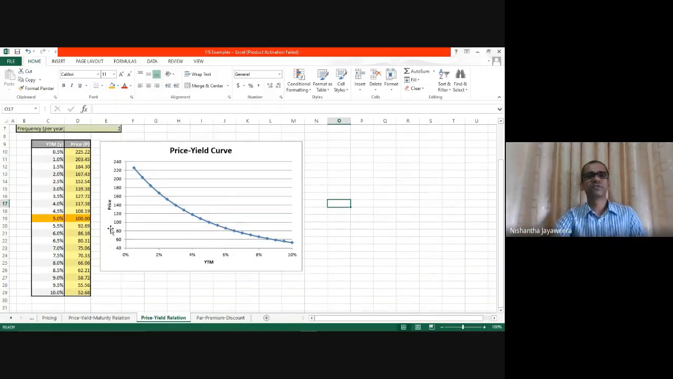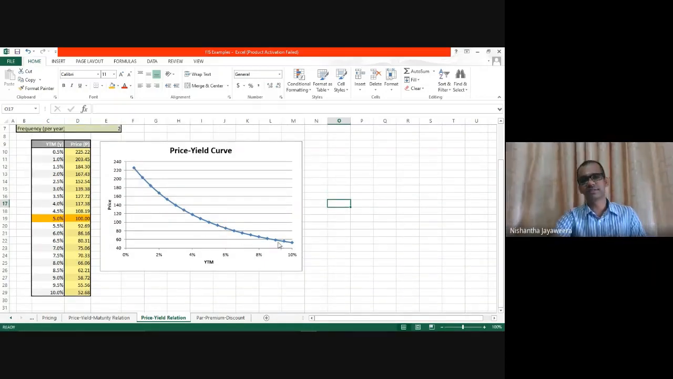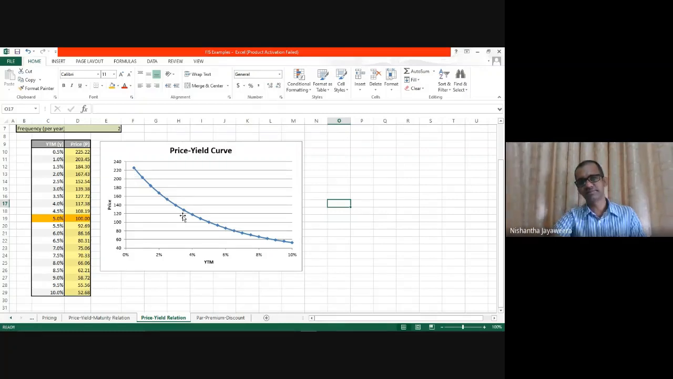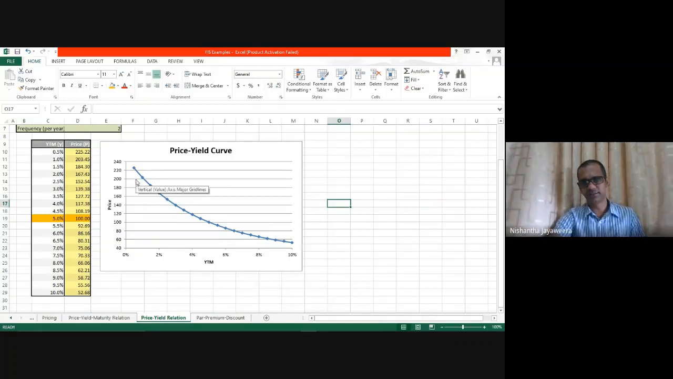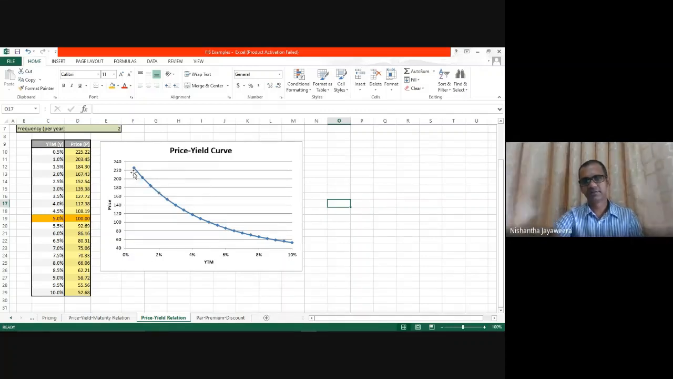So once you plot, you can see the relationship. Remember, when the yield increases, price decreases, and it's not linear. It's not a straight line. It's a curve. We call this shape of curve a convex curve. It's not linear.